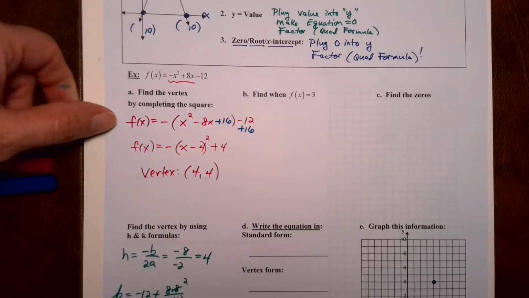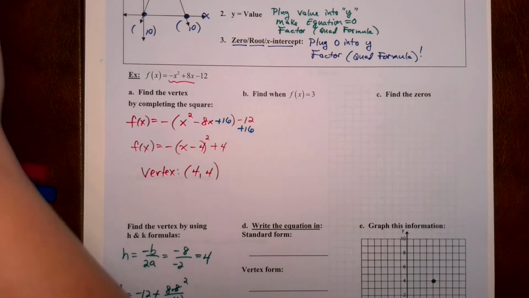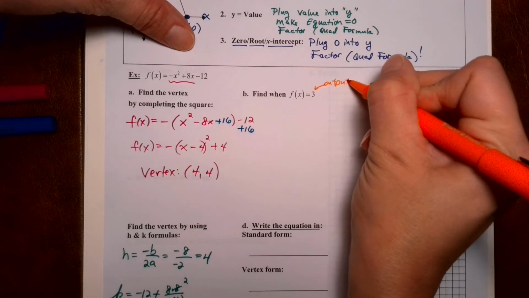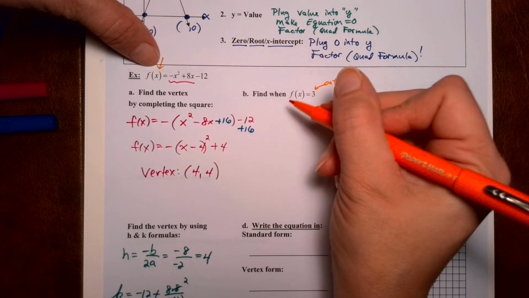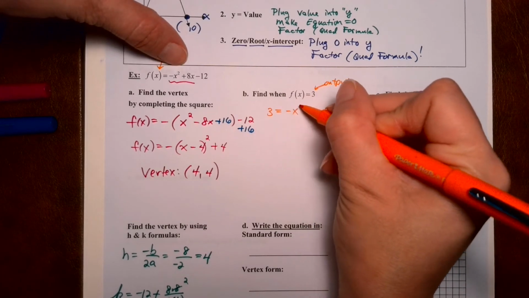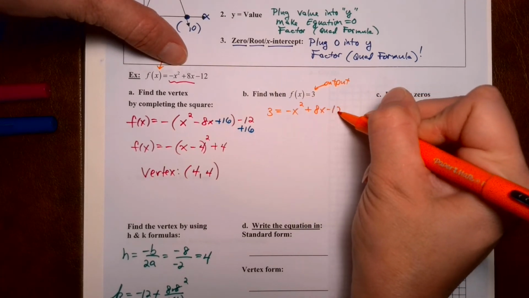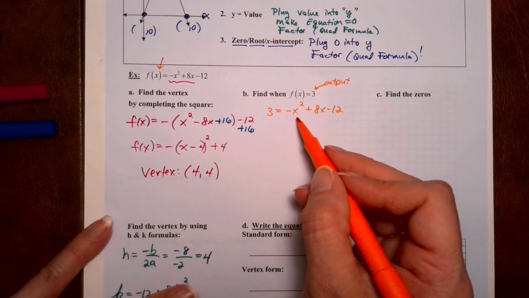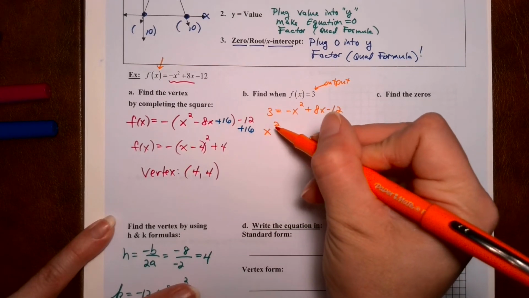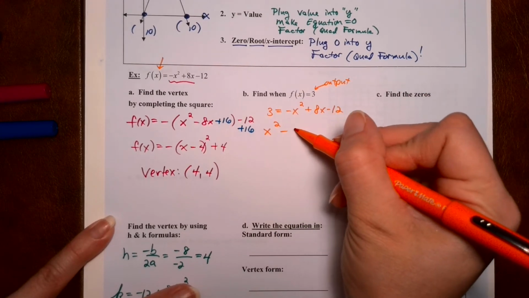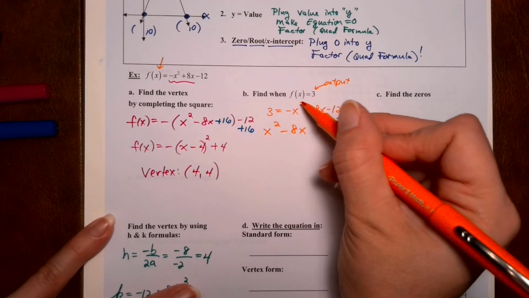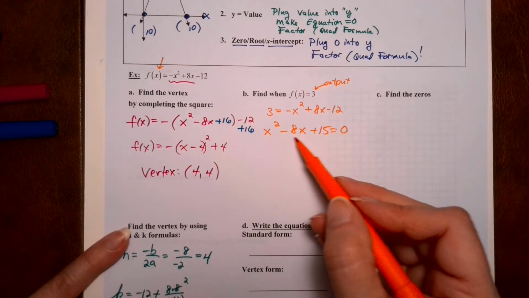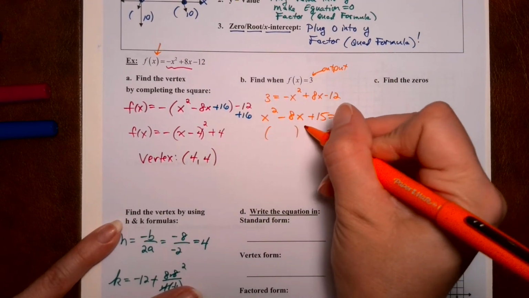Okay, what else do we have? Let's find what f of x equals a 3. When f of x equals 3, so that's the output, the output is going to go into the y spot right there. So 3 equals the equation. When does the equation equal a 3? Oh, hang on. I got to move everything to one side first. Let's move it to the left, so that x squared becomes positive. x squared minus 8x plus 12 plus 3 is x squared minus 8x plus 15 equals 0. Let's try to factor. If it doesn't, then we'll whip out the quadratic formula.